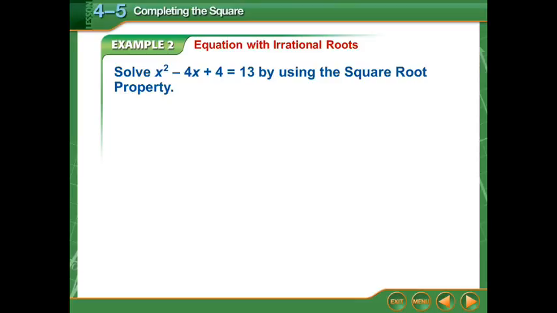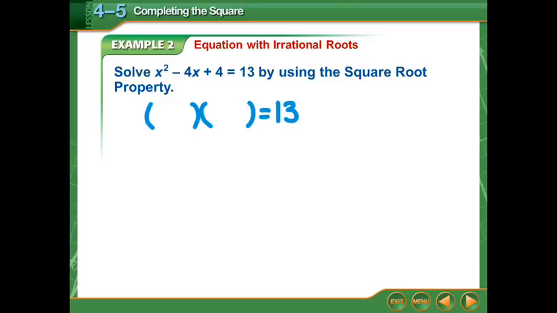Alright, so example 2, x squared minus 4x plus 4 equals 13. We're going to do the same process. So I want to look at the left-hand side of my equation, and I want to factor it. And I'm going to leave that set equal to 13.